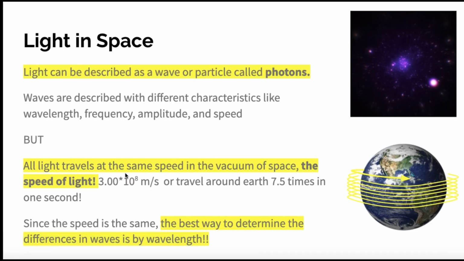Light in space. Photons travel in waves, and with all waves, we describe the wave with wavelength, frequency, amplitude, and speed. But the thing to note about light is that when in space, a vacuum, the speed of light is unchanging and the amplitude of the wave is the same for all light.